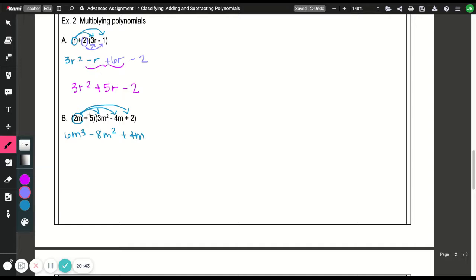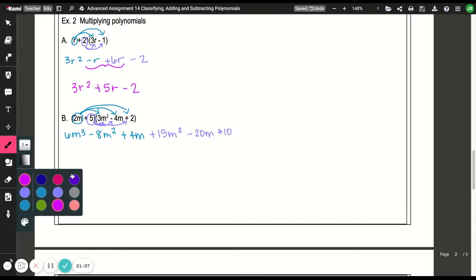And then I'm going to do the same with the 5. I'm going to distribute the 5 through. So 5 times 3m squared is 15m squared. 5 times negative 4 is negative 20m. And 5 times 2 is 10.